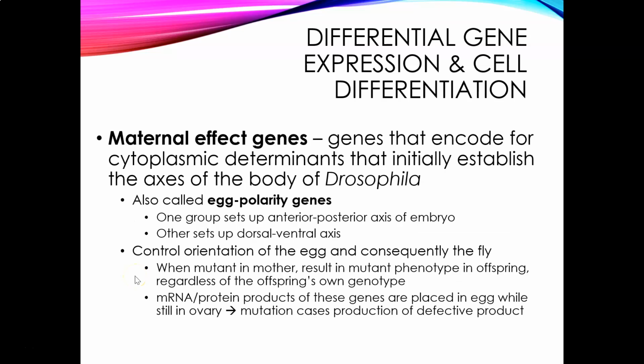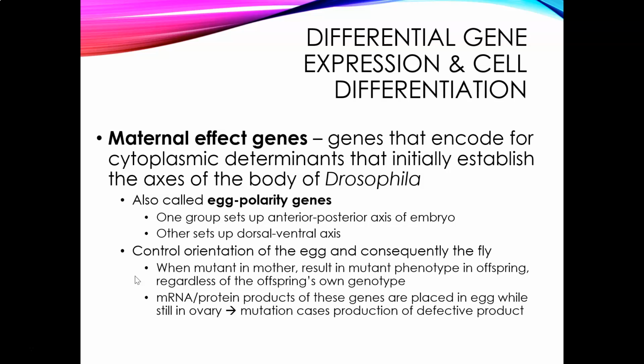Something else that we have discovered that is sort of another idea of these cytoplasmic determinants are these things called maternal effect genes. And these are genes that encode for those cytoplasmic determinants specifically in establishing those axes of those bodies of those Drosophila. So you may also come across them as egg polarity genes. It's a similar idea. It's another similar set of genes in the sense that it's going to help set up body plans and pattern formation in those body plans. But here, these guys are specifically going to set up anterior, posterior axes of those embryos, as well as dorsal ventral. So they control the orientation of the egg and consequently the fly itself.